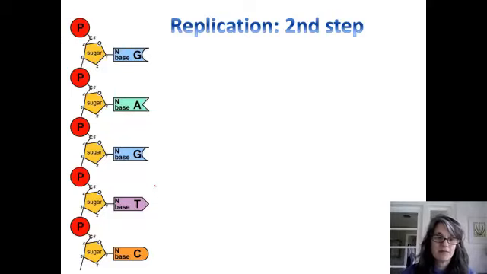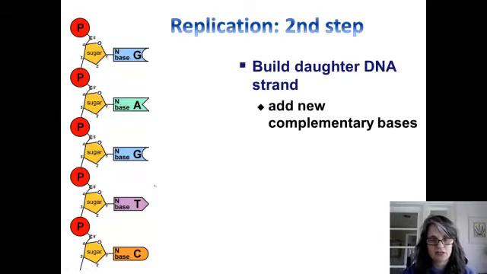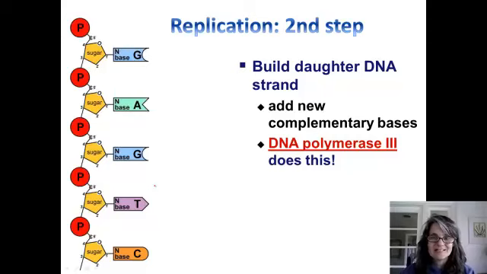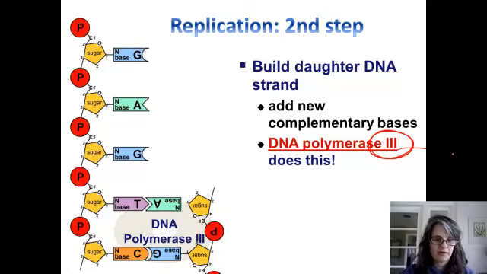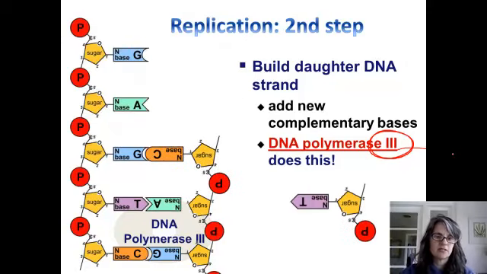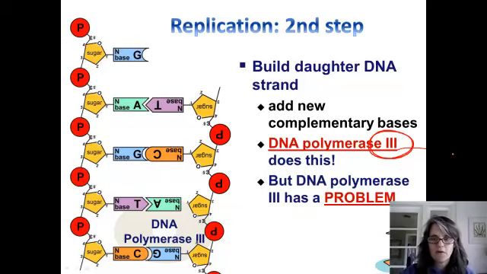The second step is simply, once we've wedged it open, we can start adding complementary nucleotides to build the daughter DNA strand. And DNA polymerase 3, that's 3, DNA polymerase 3 is the enzyme that does that. Okay, so DNA polymerase 3 would come in and add a complementary G to a C, an A to a T, a C to a G, and so on. And that's great. Looks pretty straightforward.